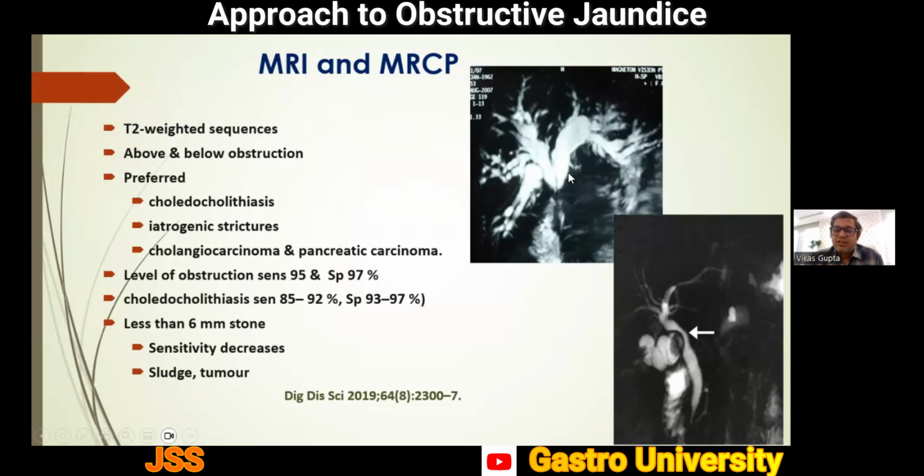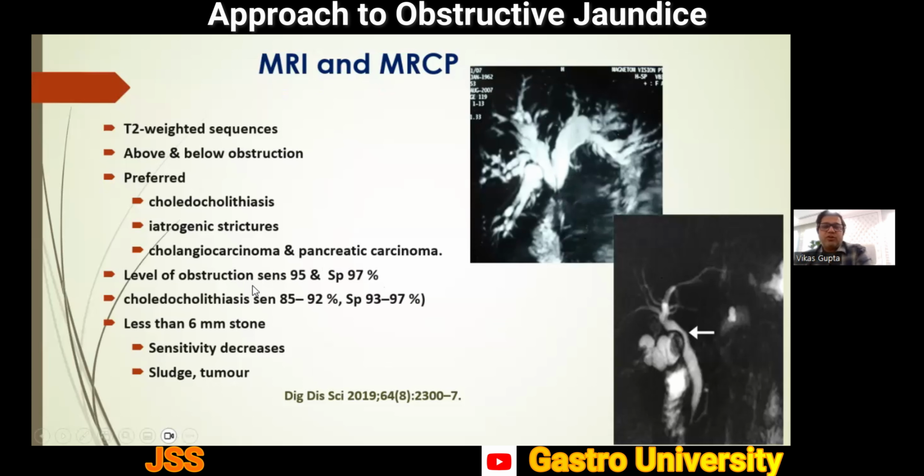As we can see here, this is a right and left duct, and there has been an iatrogenic stricture with a complete cutoff at the level of confluence. And this is again a stone disease, a stone in the gallbladder neck, which is causing compression of the bile duct, causing Mirizzi syndrome. And for hilar cholangiocarcinoma, this is again a good modality.